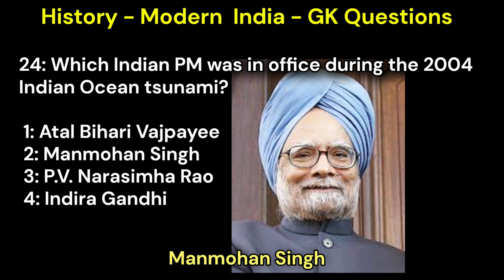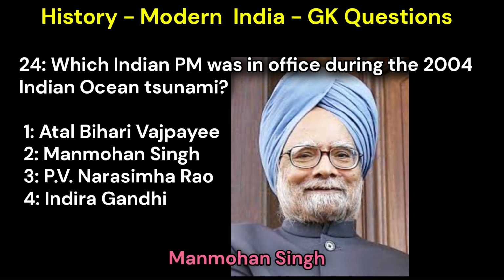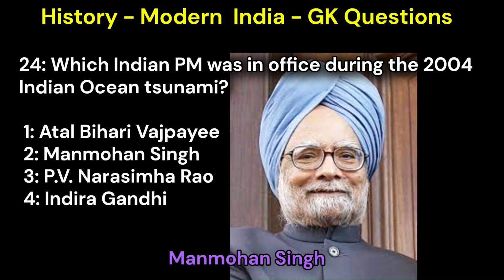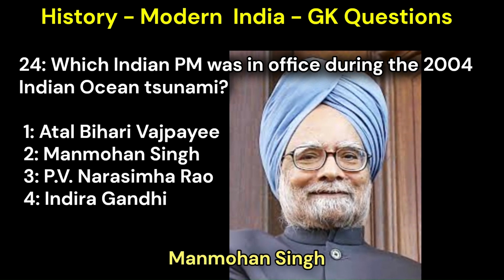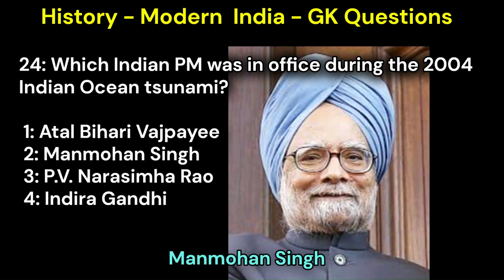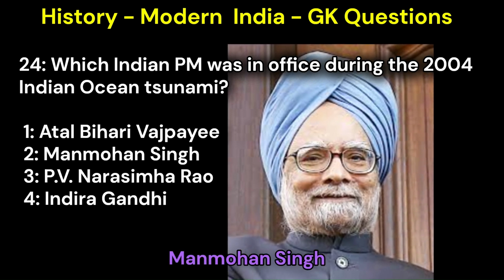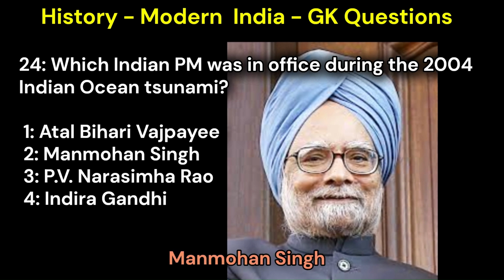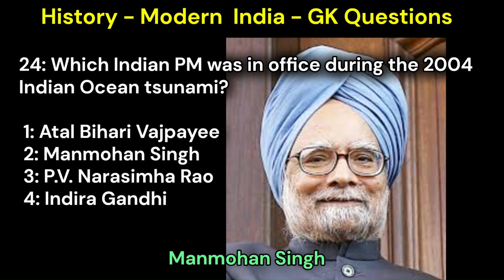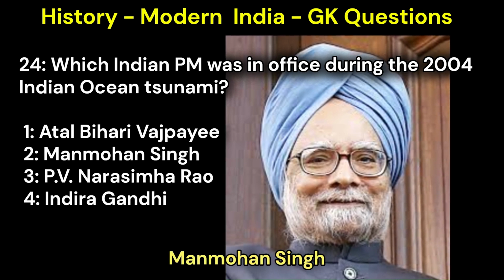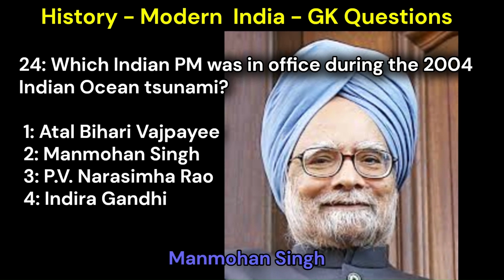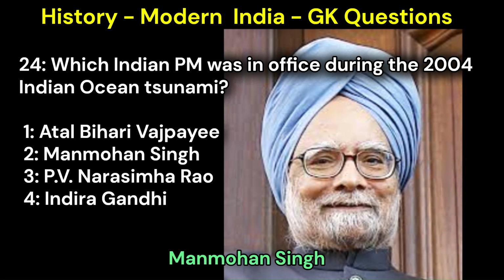Explanation: Manmohan Singh was PM during the 26 December 2004 Indian Ocean tsunami, which killed over 12,000 in India, primarily in Tamil Nadu and the Andaman and Nicobar Islands. Sworn in on 22 May 2004, Singh coordinated relief efforts, allocating $500 million and deploying the military. His government's response, though criticized for delays, laid groundwork for India's disaster management framework.